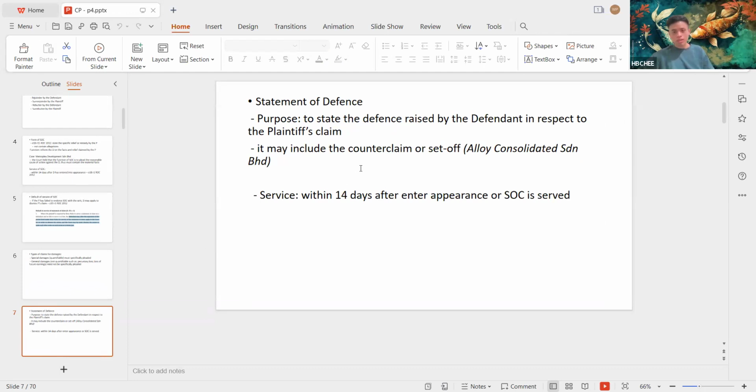Yes, for tort, because general damages is like you wouldn't be able to quantify your pecuniary loss, and other than that, how will you justify and how do you quantify? Okay, so the statement of defense, the purpose is for the defendant to raise the defense in respect to the plaintiff's claim. So it may include a counterclaim or a set-off. So I believe everyone already knows what a counterclaim or set-off is, right?